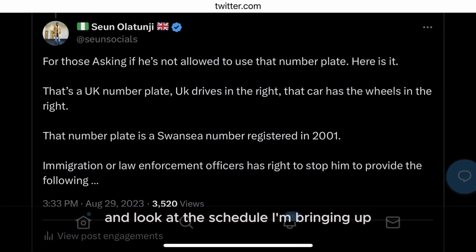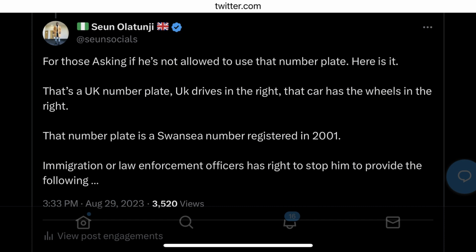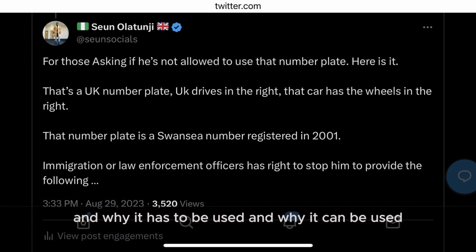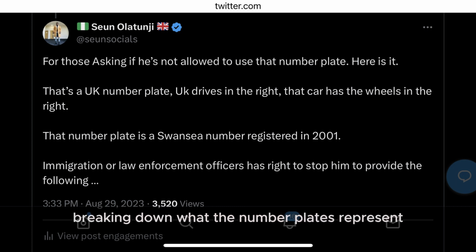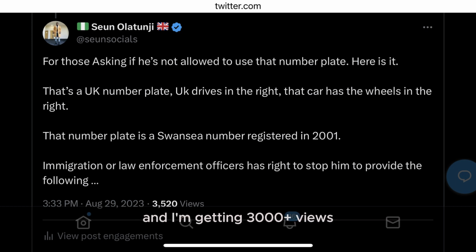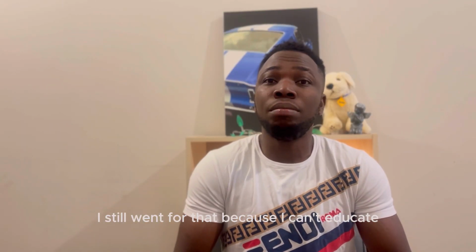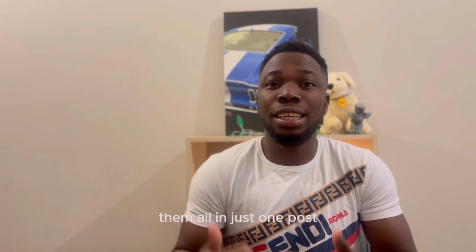Look at the screenshot I'm bringing up, and it's not even a football niche. Someone was asking about number plates and why it has to be used and why it can be used. And that's me breaking down what the number plates represent. And I'm getting 3,000 plus views. So many more like that. And this is not the only post. I still went further because I can't educate them all in just one post.